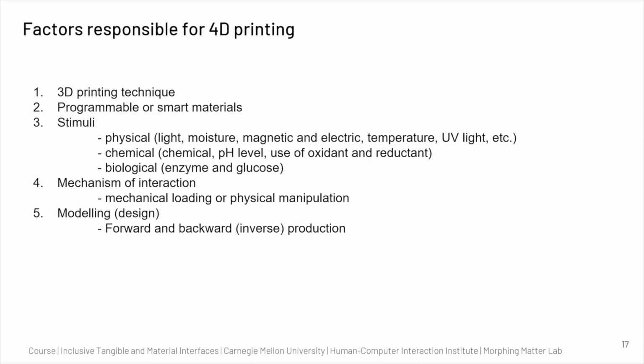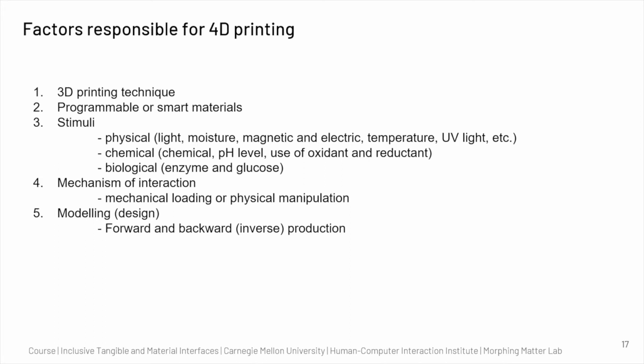Physical means, for example, if you are changing shape using light, moisture, magnetic field, electric field, temperature, or UV light. Chemical means when you add a chemical, like an oxidant or reductant, or if you change the pH, that is, if you change from an acidic environment to a basic environment, that is also considered a stimulus. In biological, you could use some enzymes or glucose.